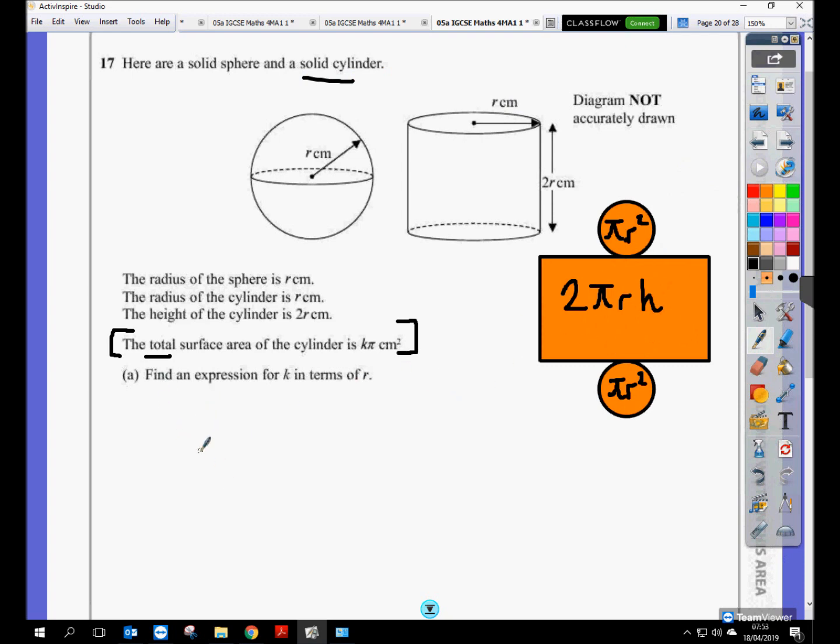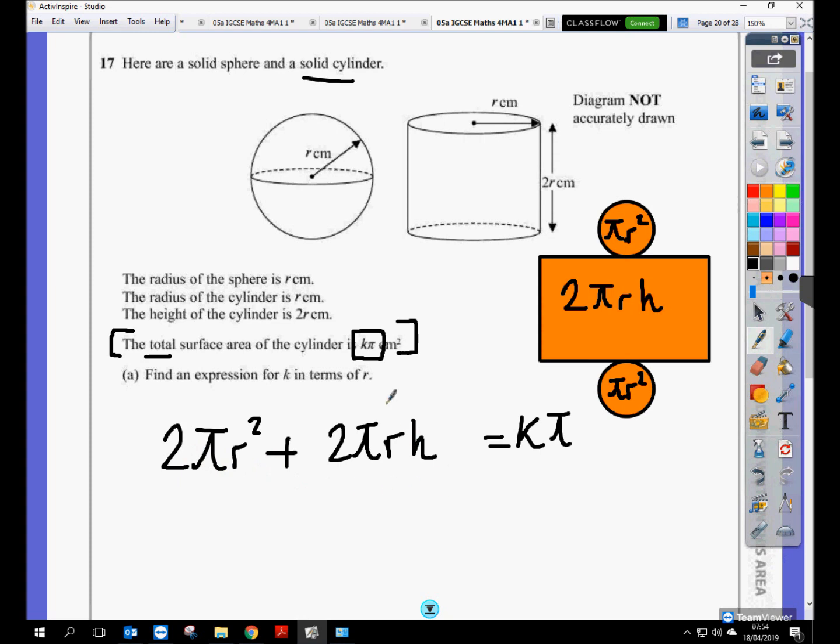So the total surface area of the cylinder is in fact pi r squared twice, which is 2 pi r squared, plus the curved surface area, which is 2 pi r h. They tell us this is equal to k pi. So we set this equal to k pi. Now, this assumes that the radius of the cylinder is r and the height of the cylinder is h. But we need to check this to see if it matches.